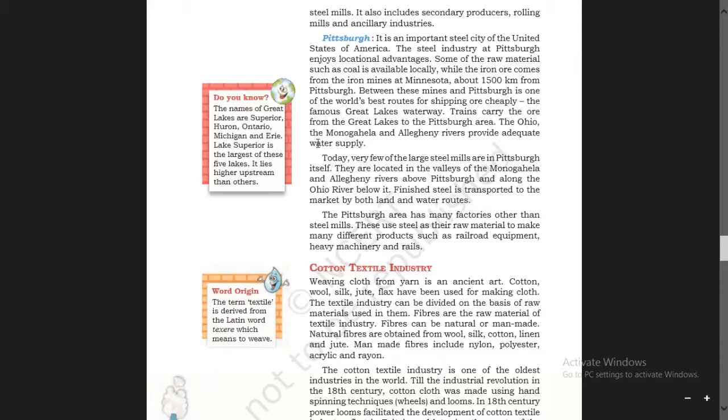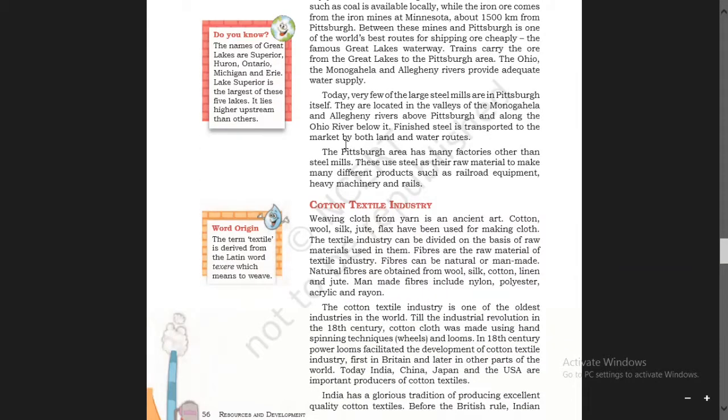The Ohio, the Monongahela, and Allegheny rivers provide adequate water supply. So, water necessary for establishing this industry is found here. So, it makes it possible to set up and function very smoothly this industry of Pittsburgh.